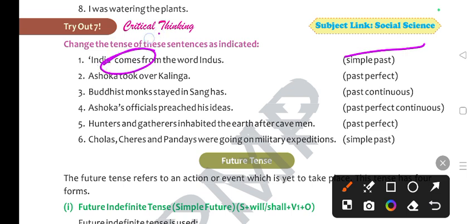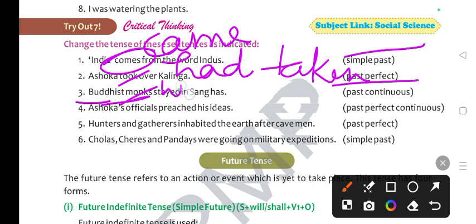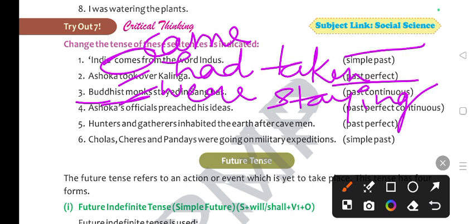So comes will change into came. India came from the word Indus. Now Ashoka took over Kalinga, so you are supposed to make it past perfect. You know well, past is there, then you are supposed to write had taken. Okay, so then just remove took and write Ashoka had taken over Kalinga. Buddhist monks, past continuous. Buddhist monks is in plural form, so we'll write here were. Buddhist monks were staying. We will put the ing form because it's the continuous tense, progressive tense. So we'll write Buddhist monks were staying in sanghas.